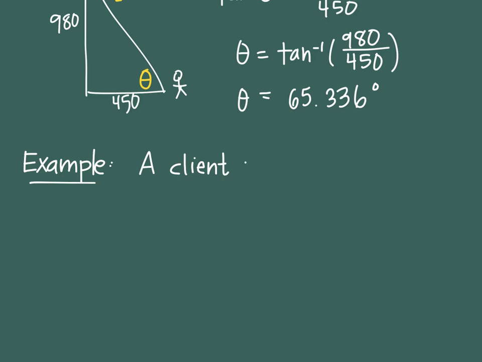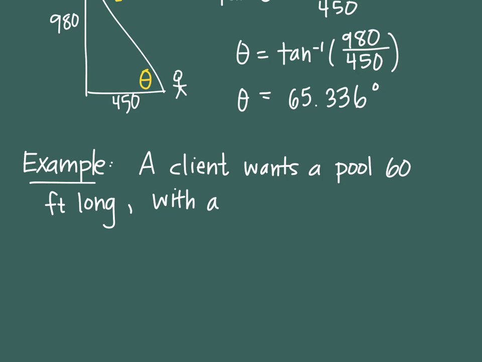All right. A client wants a pool 60 feet long, because they want to do laps or whatever. 5 feet wide. Okay. With a 4-foot shallow end, because they've got little kids. And, hey, the client always gets what they want. Okay, and an 11-foot deep end.